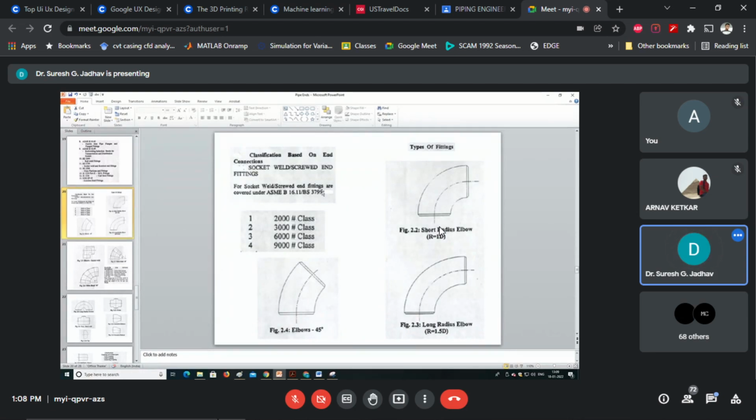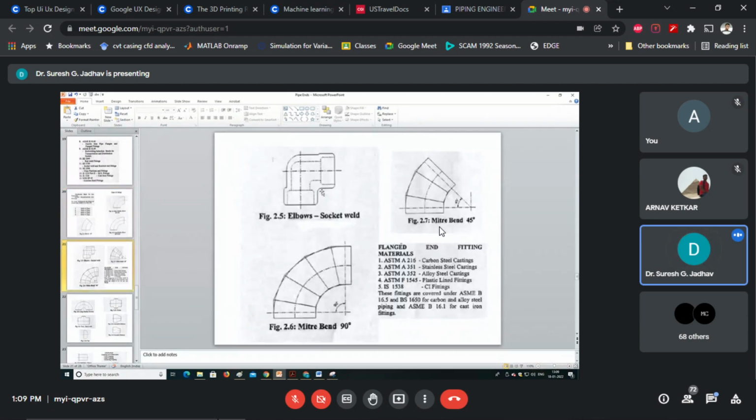special fittings. For large diameter piping, bends are fabricated by profile cutting of pipes and are called miter bends. That is 45 degrees and another is 90 degrees. Miter bends can be made with two pieces, three pieces, or four pieces.